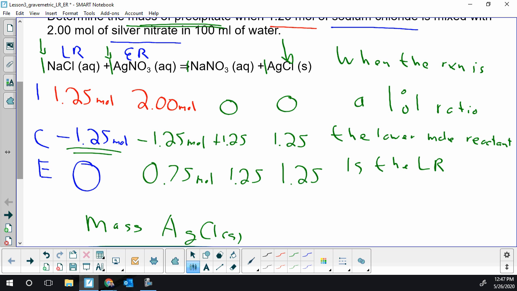Like if you look at the chloride part, all the NaCl is going to react. 1.25 moles of chloride reacts. I'm just going to write on the board. Okay. So all the chloride is going to react away, and then we see all of the chloride showing up in the silver chloride.